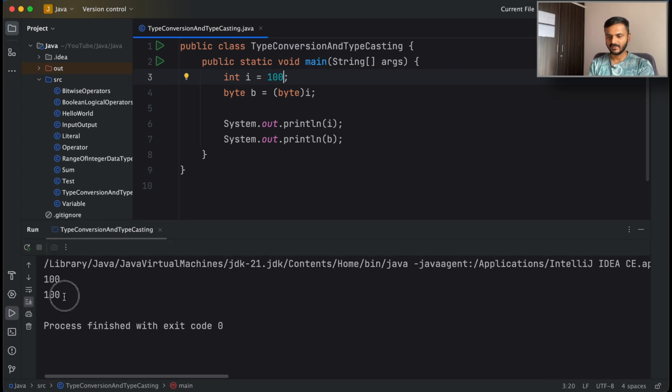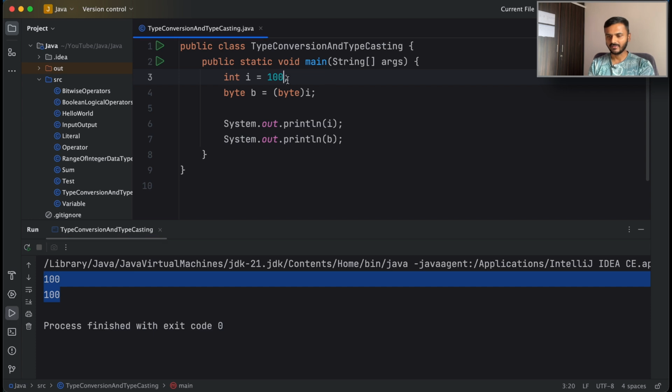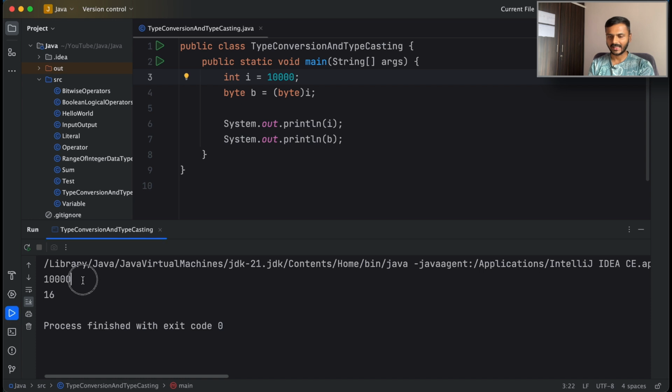As you can see, we are getting 100 and 100. But what if I make it 10,000 and then run the code? Well, we are getting 10,000 and 16. Now, where is the 16 coming from?